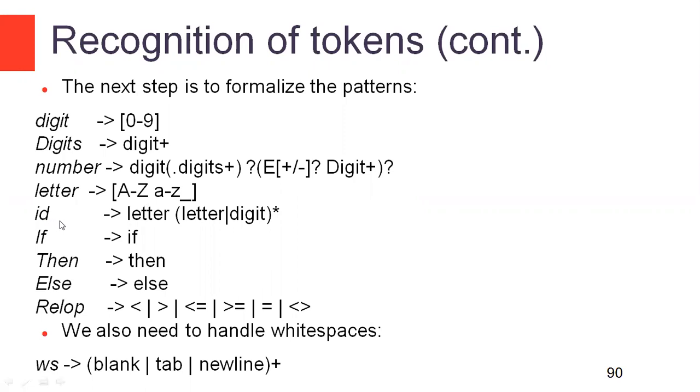So for identifier we are specifying letter or digit whole star, and if we are using I, we can specify it, otherwise we can specify this. Then we are specifying small t r then, so else we are specifying small e r else.